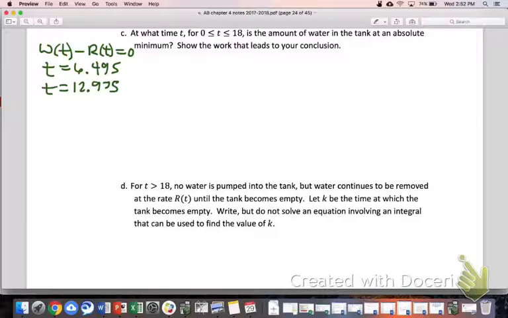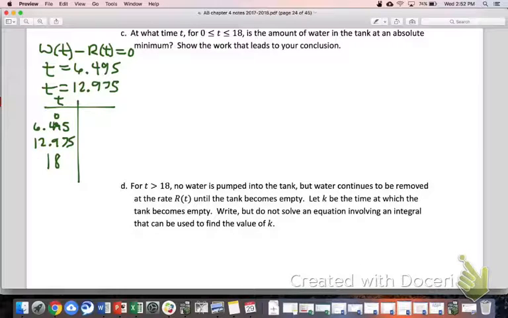Okay, so I'm going to make a table. I'll just make my table over here. My candidates are going to be times 0, 6.495, 12.975, and 18. So of those four candidates, I actually already know a couple of them.